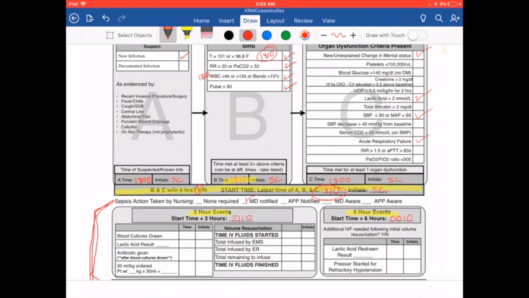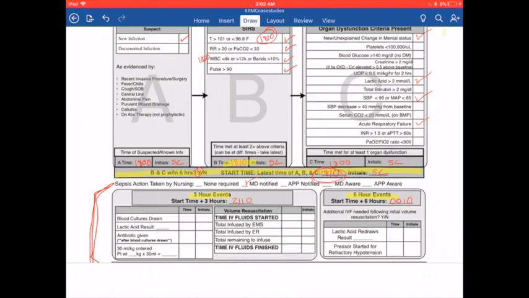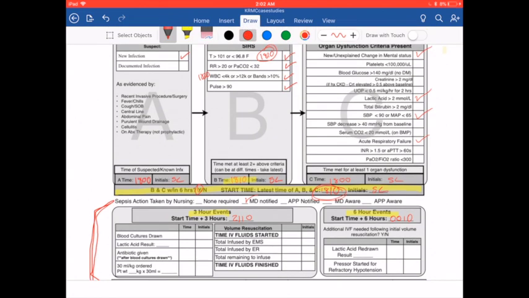All right, and this section is especially where things are so important for documentation because we have such a short amount of time to get all of these things done. And again, these are evidence-based guidelines and also requirements by CMS that we get these things done within this specific time frame.